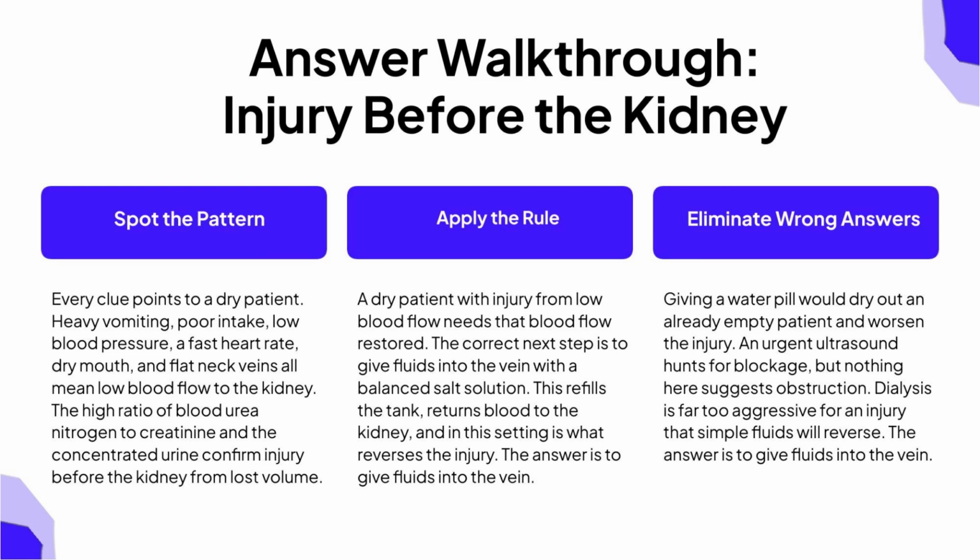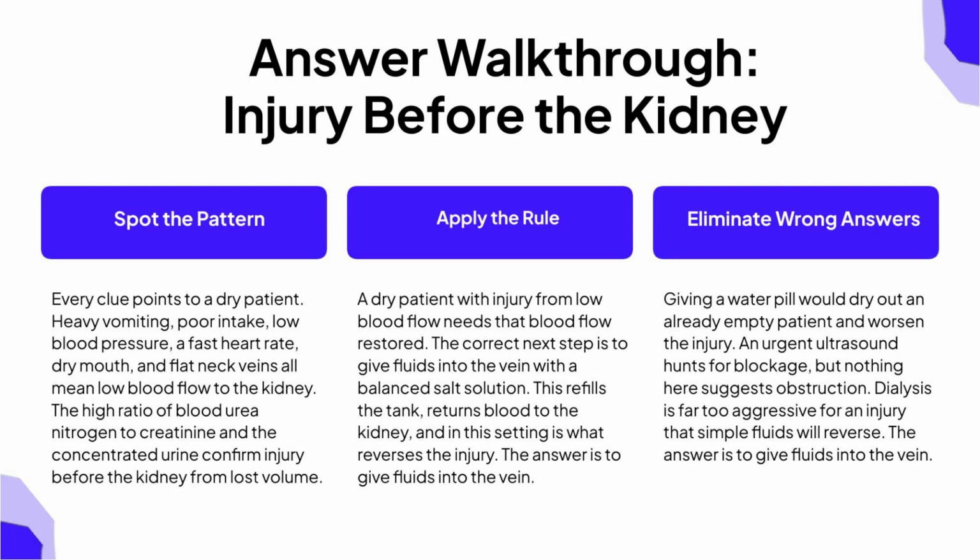First, spot the pattern. Every clue in this stem points to a dry patient. Heavy vomiting, poor intake, low blood pressure, a fast heart rate, a dry mouth, and flat neck veins all mean the kidney is starved of blood flow. The high ratio of blood urea nitrogen to creatinine and the concentrated urine seal it. This is injury before the kidney from lost volume.